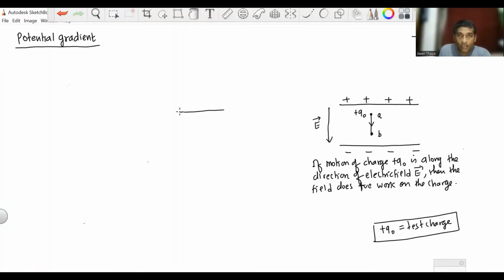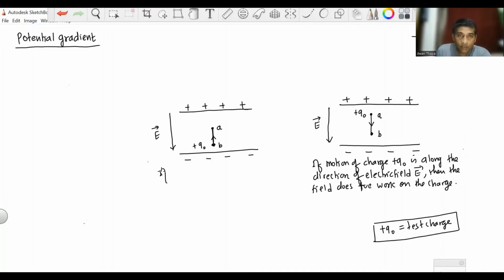Now let's consider this case. So we are having two plates, and the upper plate is containing positive charge and the lower plate is containing equal amount of negative charge, so that the electric field in the region between the plates is uniform. Now let us consider test charge plus Q naught, which is moving opposite to the direction of electric field, that is it is moving from point B to A, opposite to the direction of electric field.